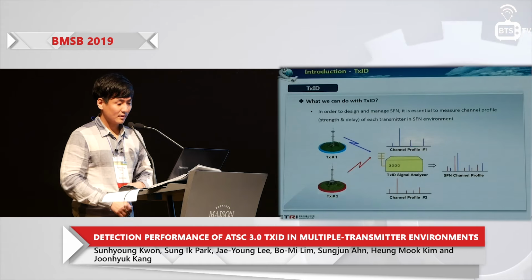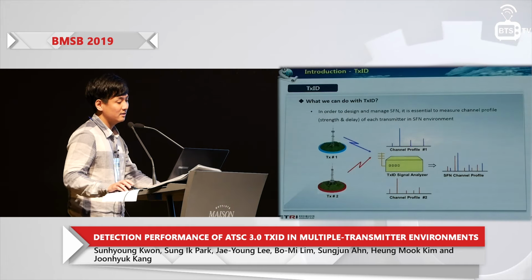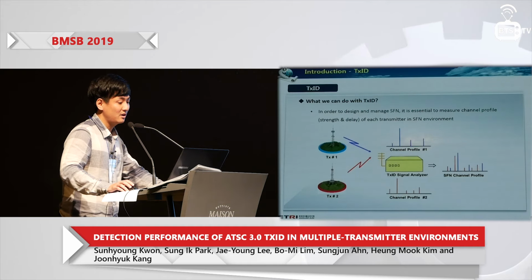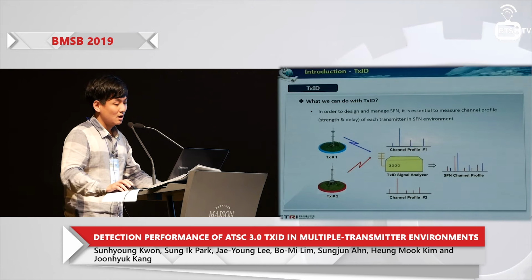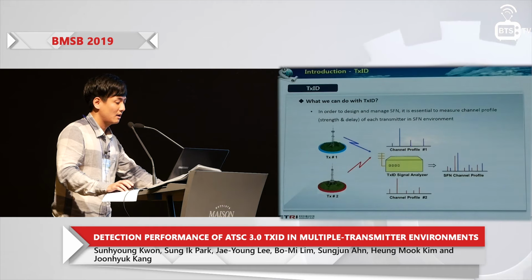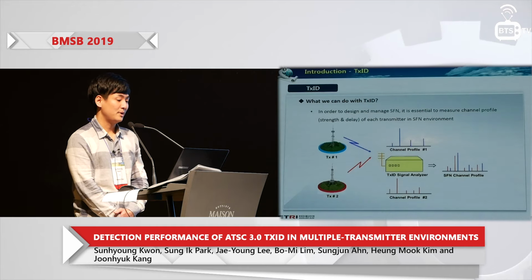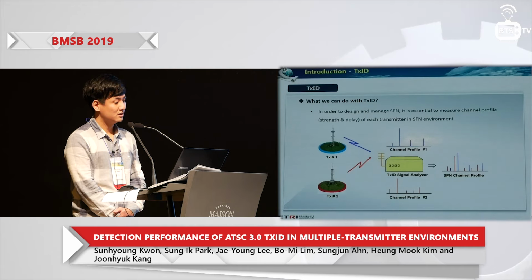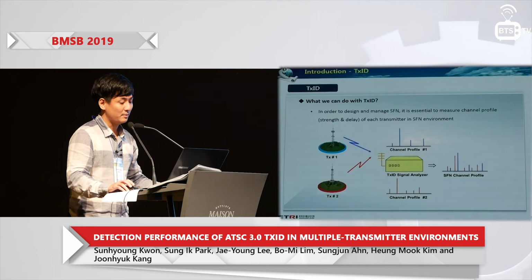Okay, then in terrestrial broadcasting, measuring the channel profile and signal strength of each transmitter is very important in order to design and manage broadcasting service coverage. So one of the main goals of TxID is to help the broadcaster measure the channel profile of each transmitter individually. As you can see in this figure, channel profiles in blue and red can be individually detected by using TxID.